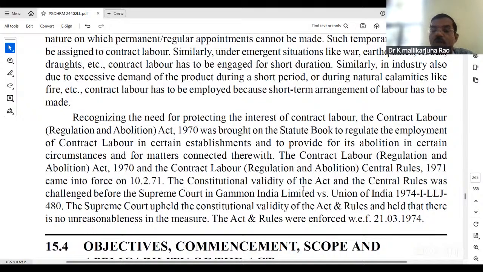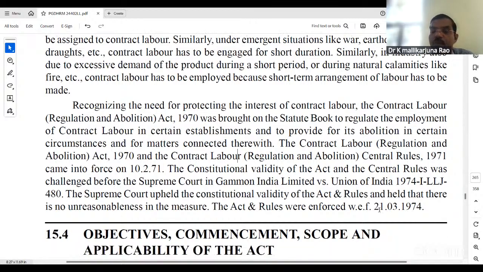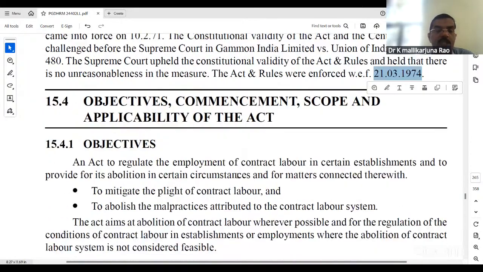The constitutional validity of these rules was challenged before the Supreme Court in Gammon India Limited versus Union of India in 1974. The Supreme Court upheld the constitutional validity of this act and held there should be no unreasonableness in these measures. This act was enforced again on 21/3/1974 after the Supreme Court judgment.